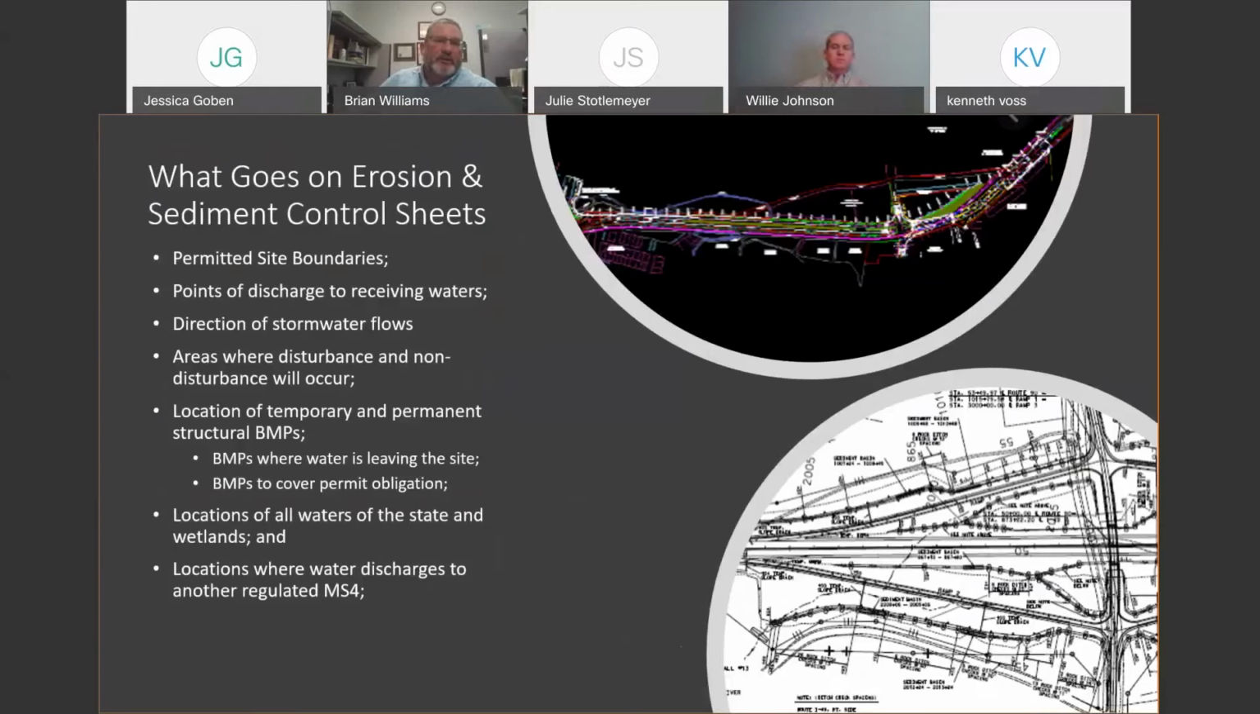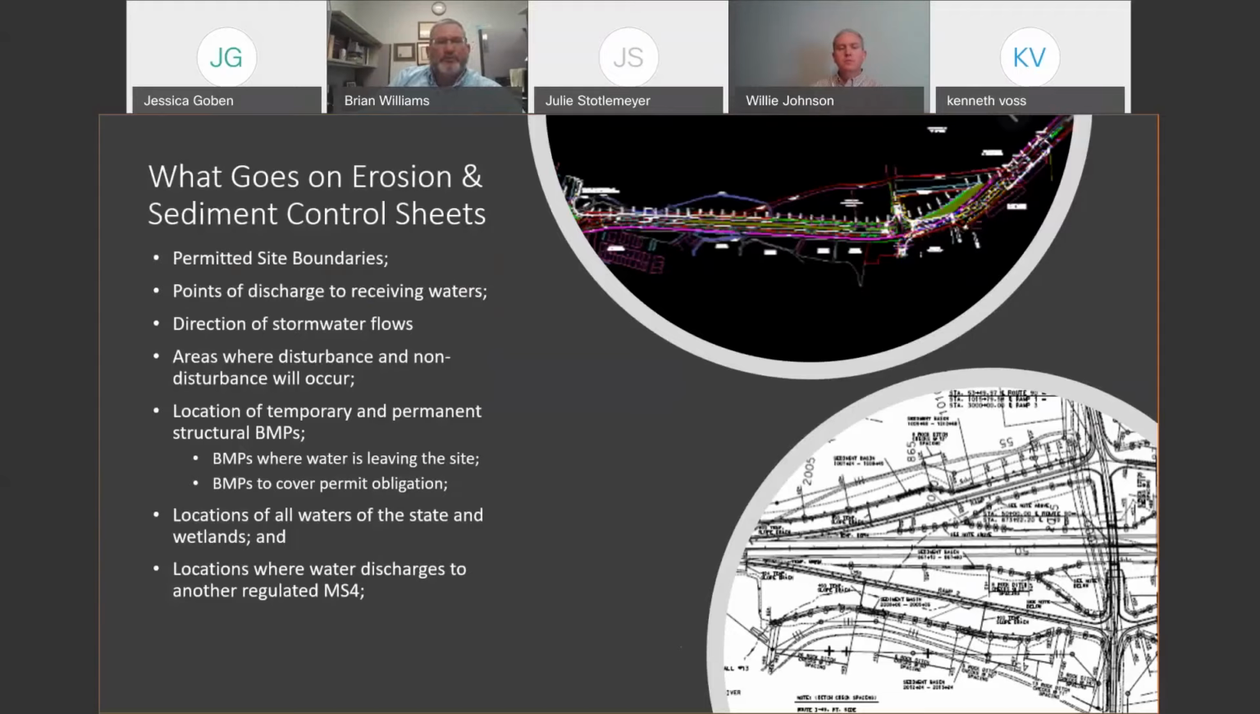So what goes into those erosion sediment control plan sheets? The permit requires that we show on those plans our permitted site boundary. That permitted site is basically any area where MoDOT is going to do work within our right-of-way or temporary easements where our permit is going to be applicable. Anything outside of those limits would be the requirement of the contractor to permit. If it's 1 acre or greater, they have to get a permit. So inside the permitted boundary is our permit. Anything outside that boundary is the responsibility of the contractor.